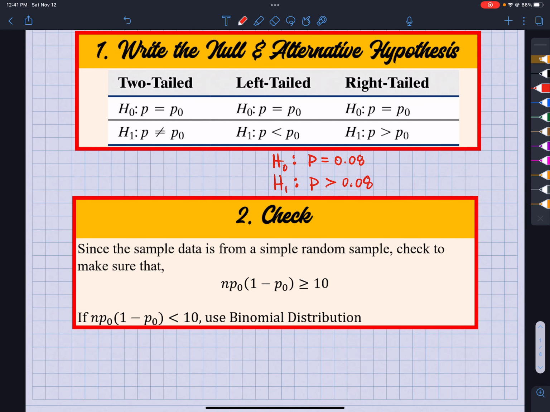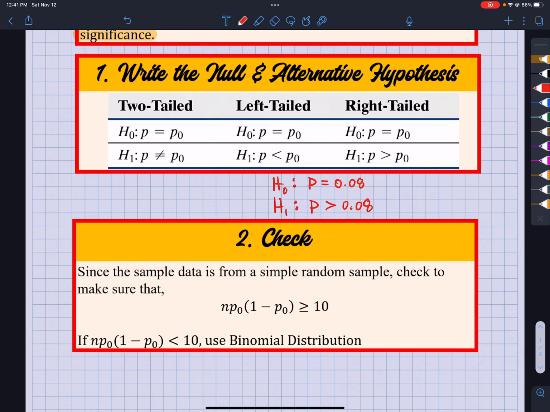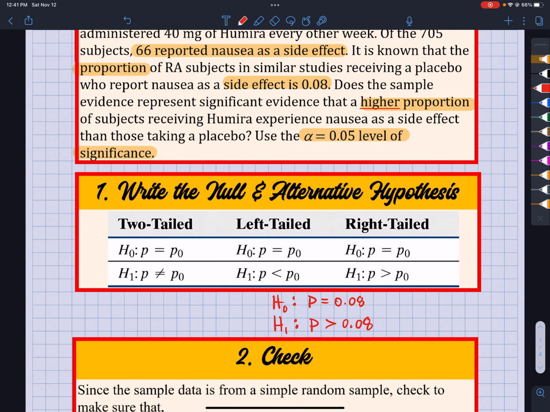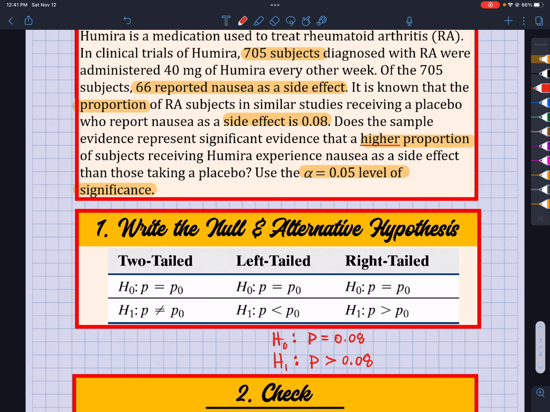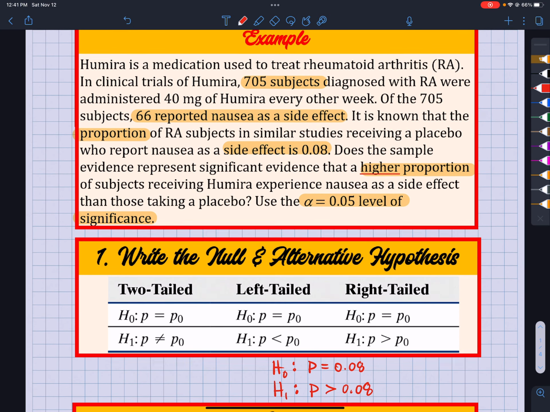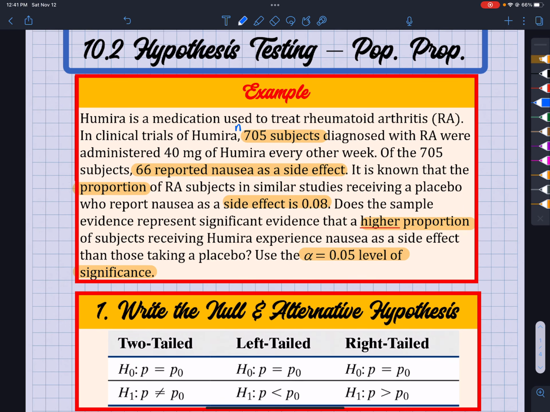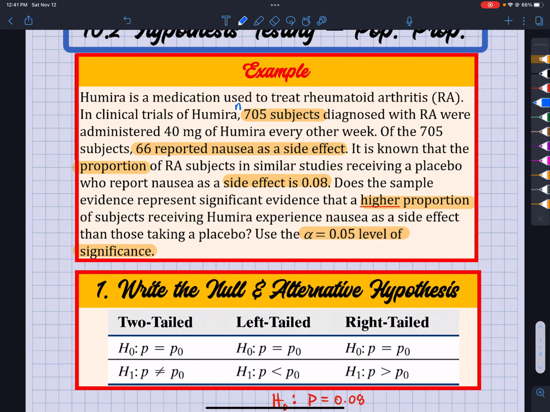Next, I need to check, from a simple random sample, to make sure that N times P times 1 minus P is greater than or equal to 10. What is my N? Well, I have 705 subjects. So this is my N. What will be the 66? That's going to be my X.